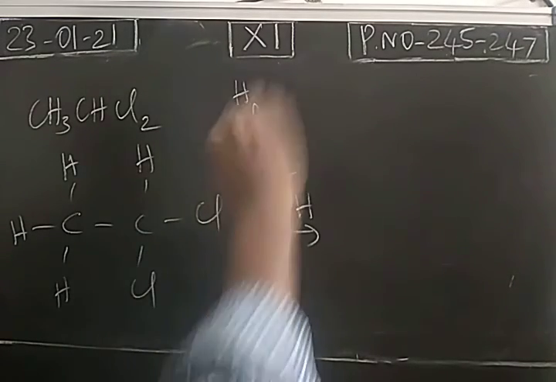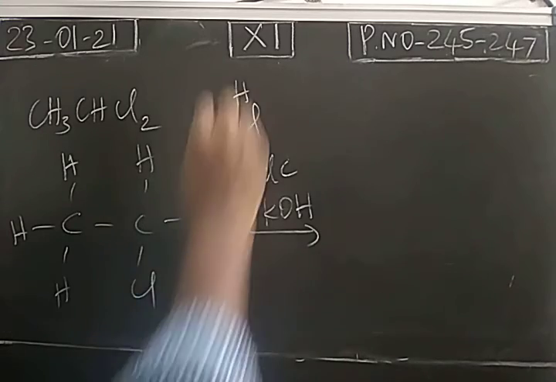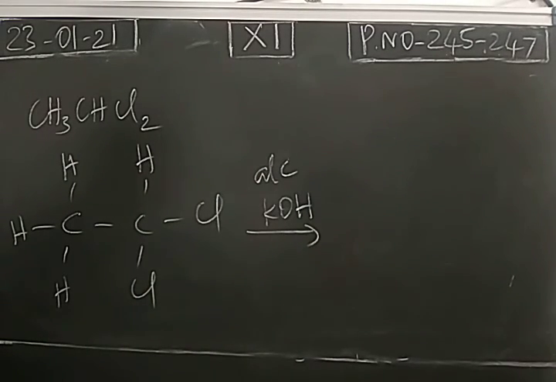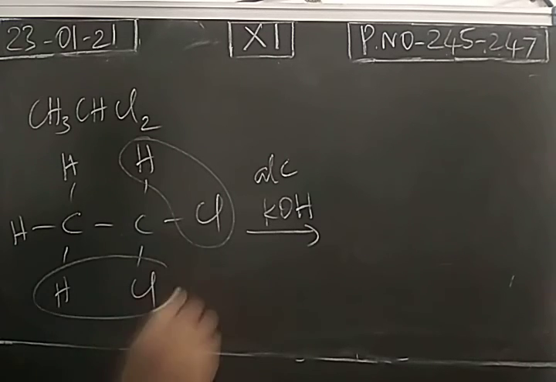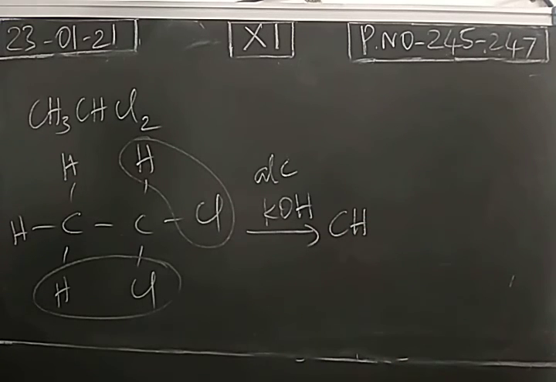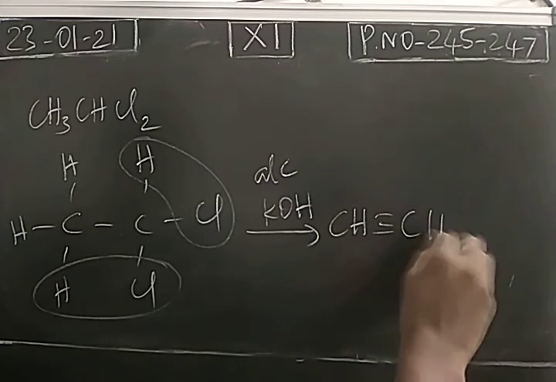From the alpha position, halogen is leaving. From the beta position, hydrogen will leave. So this is called an elimination process, the dehydrohalogenation process. If one molecule is leaving, we will get alkene. If two molecules are leaving, we will get alkynes. So the product is CH triple bond CH.